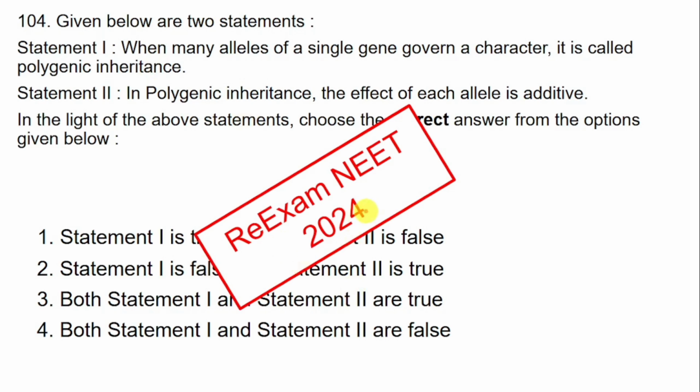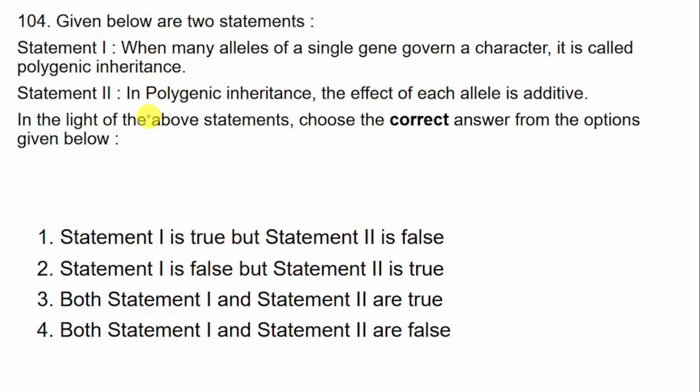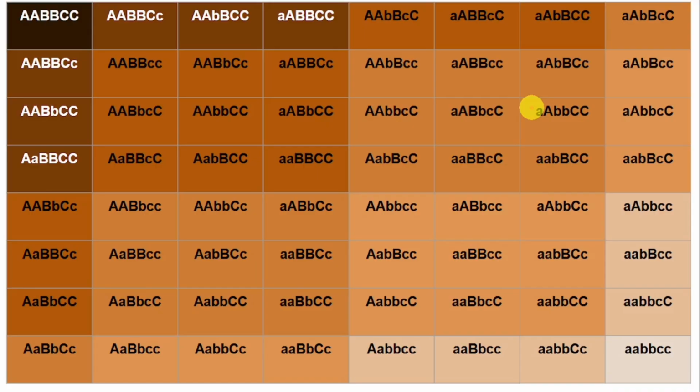See, this was the question asked in re-exam NEET. Focus on this. In polygenic inheritance, the effect of each allele is additive. This is what I have shown you here. As you increase the dominant alleles, it will have an additive effect, and finally the darkest skin complexion is seen when all alleles are dominant.